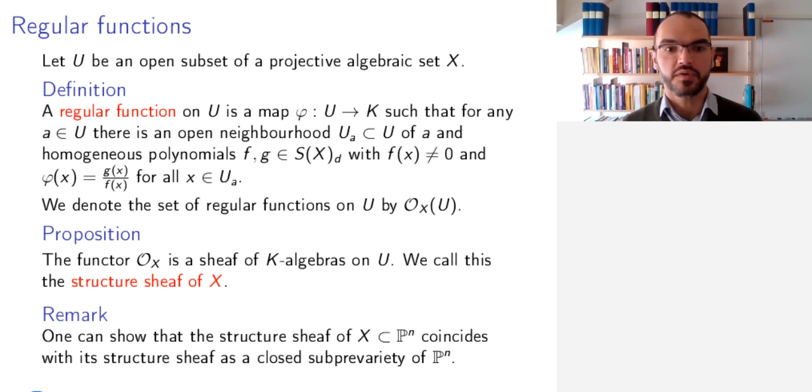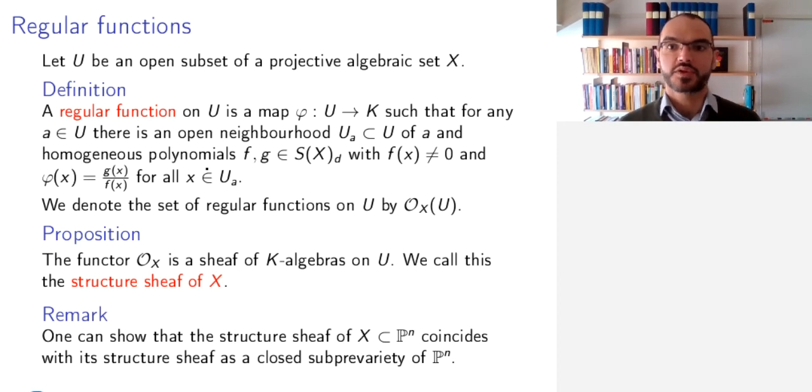And one can show that the structure sheaf of X, defined in this direct way, coincides with the structure sheaf of X as a closed sub-prevariety of Pn. So what does this mean? Well, you can define the structure sheaf of Pn by plugging in Pn instead of X in this definition. Then you get the structure sheaf of Pn.